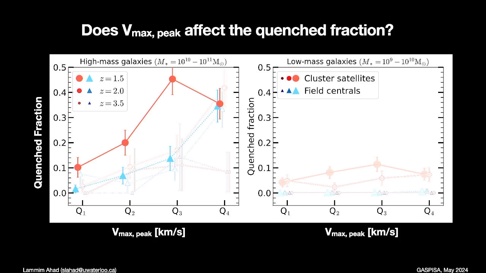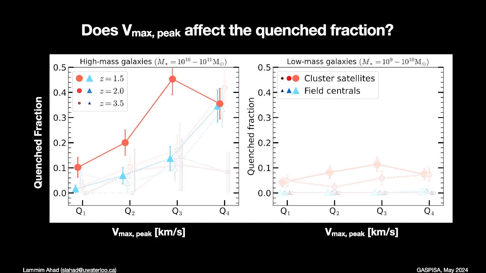But what is interesting is that again we see the dependence of quenched fraction on the Vmax peak. And we see that even though there is an enhancement, there are still a lot of quenched galaxies already in the field here. Especially if we look at really high halo mass values, we see that both in cluster and field, they have a similar likelihood to be quenched.